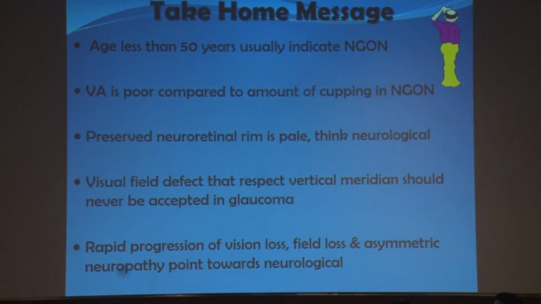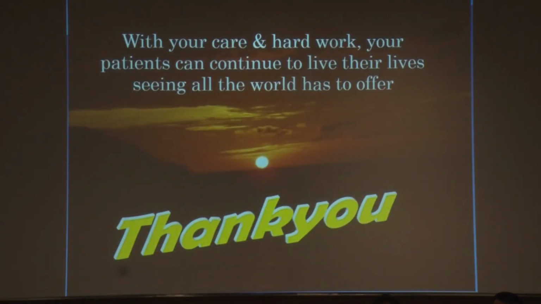My take-home message from this presentation: age less than 50 years is suggestive of non-glaucomatous optic neuropathy. Visual field is poor compared to the amount of cupping in non-glaucomatous optic neuropathy. A preserved neuroretinal rim that is pale and thin suggests a neurological cause. Visual field defects that respect the vertical meridian should never be accepted as glaucoma. Rapid progression of vision loss, field loss, and asymmetrical neuropathy point towards a neurological cause. Thank you.